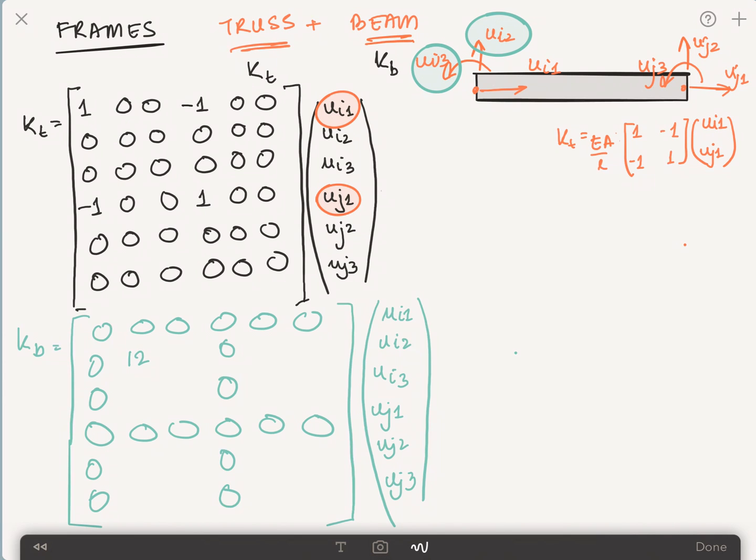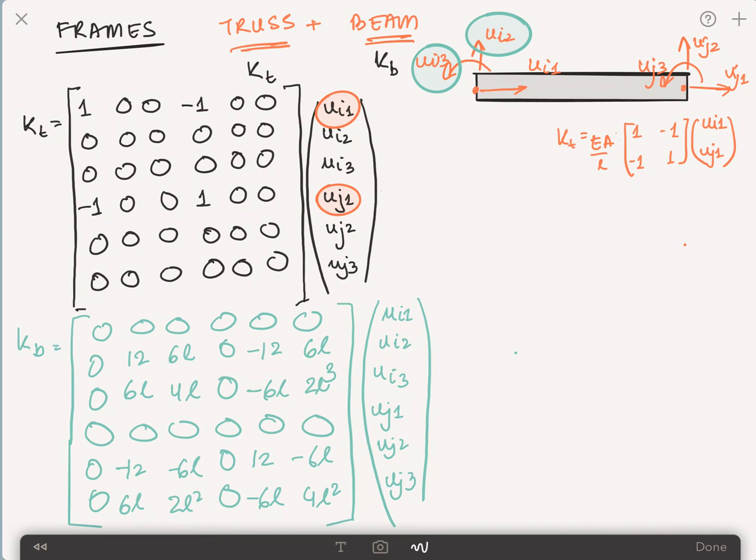Now I'm going to fill up the rest of the terms. So with UI2 I had 12, with UI3 I had 6L, and in the same way for the rest I can just fill up the rest of the terms for the corresponding degrees of freedom and stiffness. So these are the 2 stiffness matrices that I require for setting up a frame.